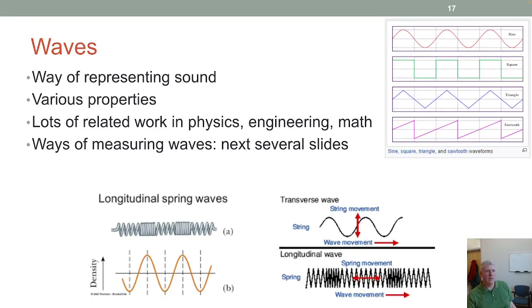Sound waves are waves, like waves of an ocean going across oceans. And we can represent those waves different ways. We have a sine wave here in the top right, the first tier there, or a square wave like that, or a triangle wave, or a sawtooth wave.